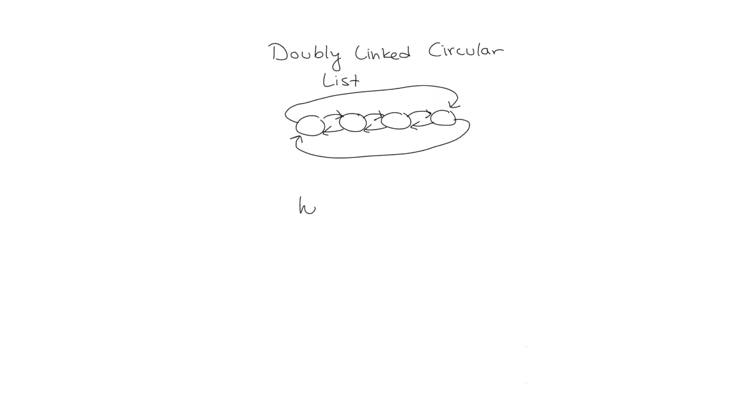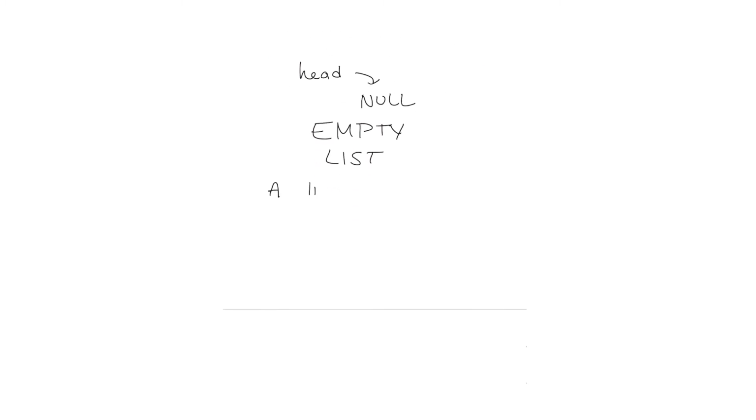We start as normal with head pointing to null on an empty list. This doesn't look any different than any of these previous types of lists that we've seen before. Where we start getting differences is when we first start adding elements to our list.